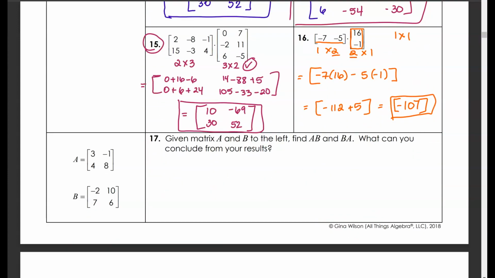All right. Let's take a look here. So we're going to start looking at specifically some of the properties of matrices. But in this particular case, we've already talked about this briefly. So given matrix A and B to the left, find AB and then find BA. What can we conclude about the results? So when we look at AB, that would be 3, 4, negative 1, 8, being multiplied by negative 2, 7, 10, 6.